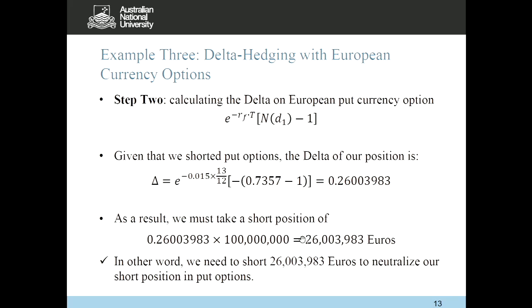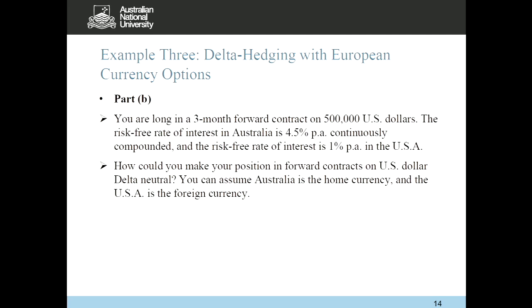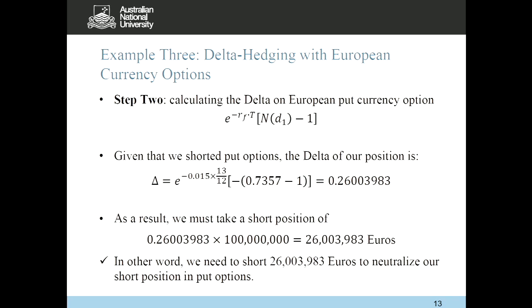And you multiply by that, you get 26 million euros, yes. So in other words, we need to short 26 million euros to neutralize our positive delta from the short position in the put option. Does it make sense? Any question on the third example?